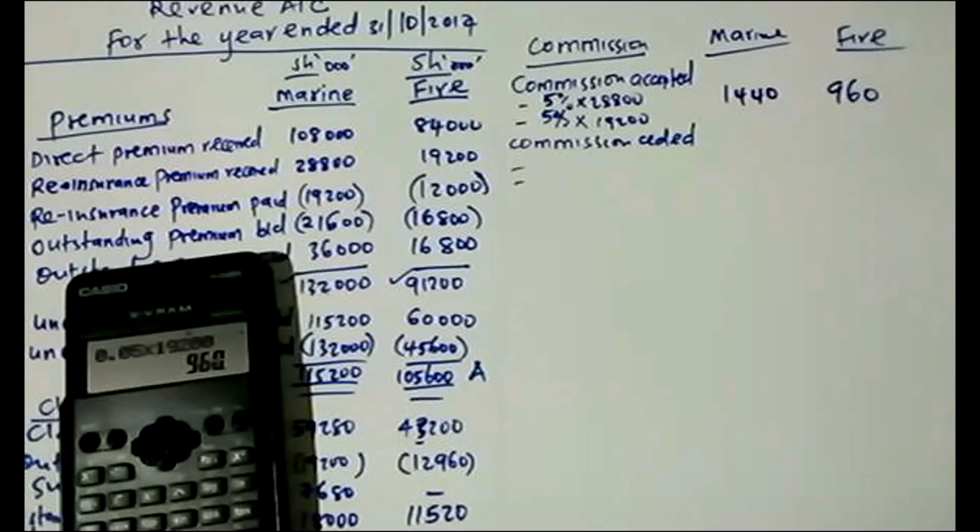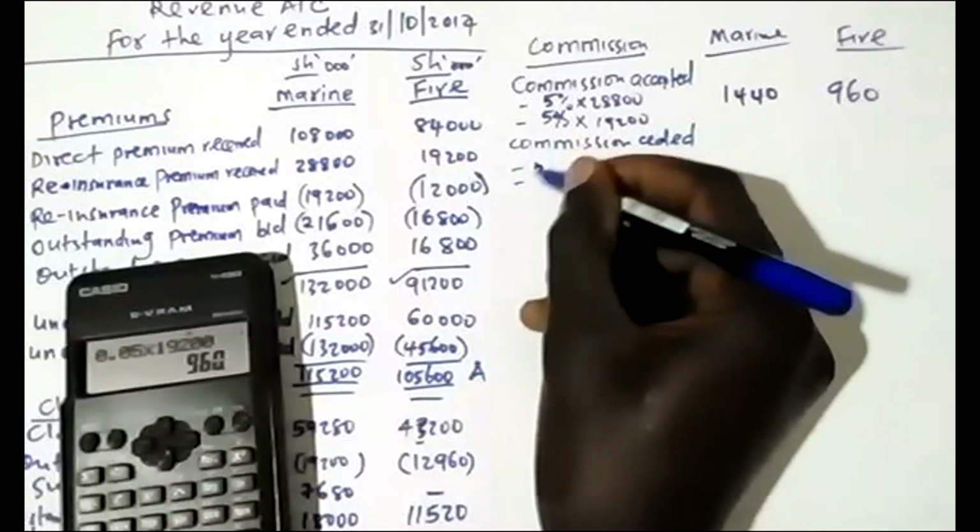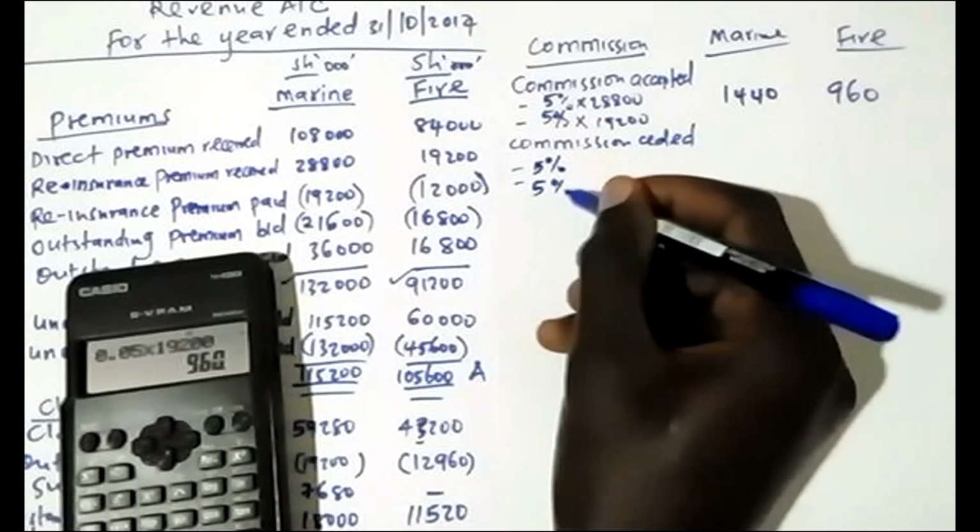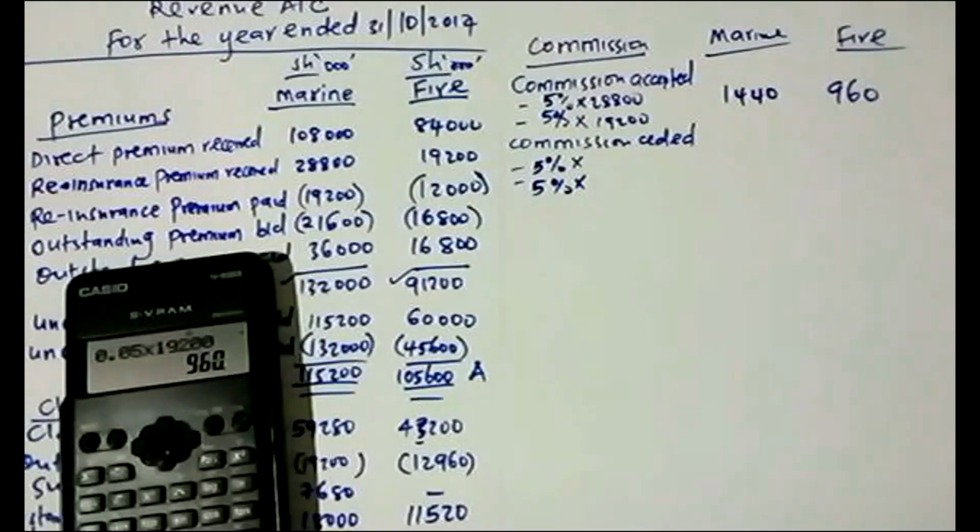Then what about commission ceded? This one is based on the amount of commission receivable from reinsurance, which means that Apex had given out some premiums to another insurance firm. So it's supposed to receive the commission back. So it will be based on the reinsurance premium paid, 5% of the reinsurance premium paid.